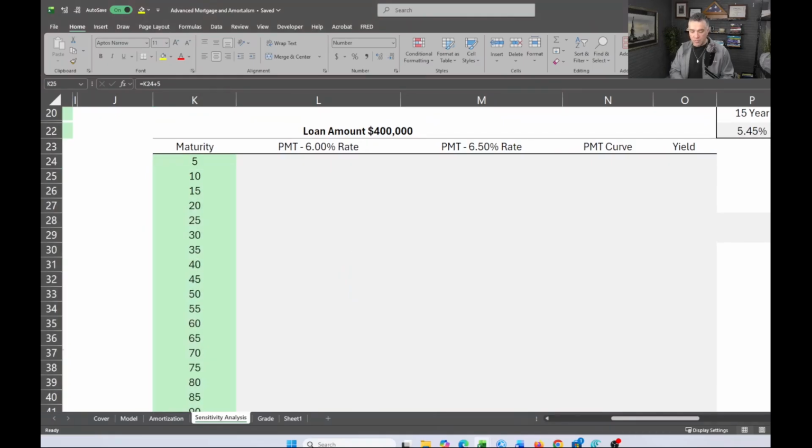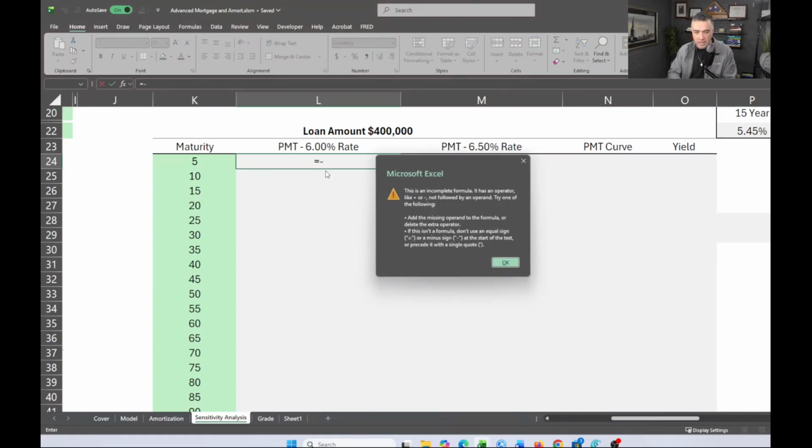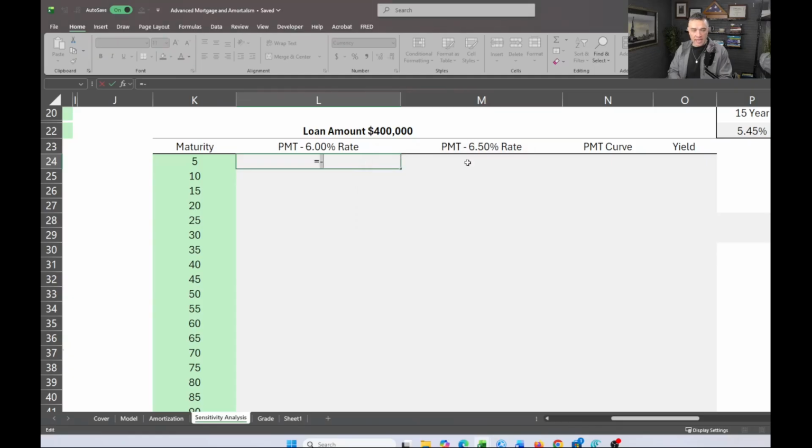Next, what we want to know is, what is our payment based off our interest rate of 6% and 6.5%? So we're going to go equals, we're going to do negative, and we want to show what it looks like at different maturities.